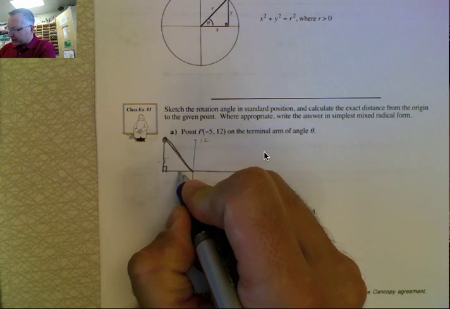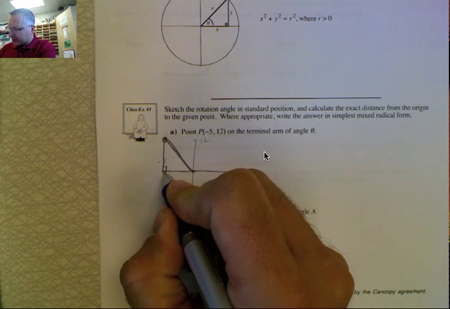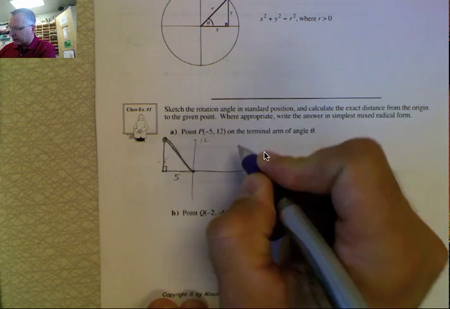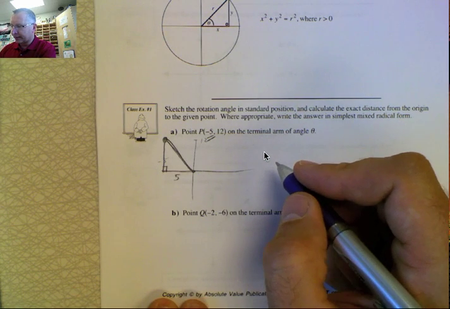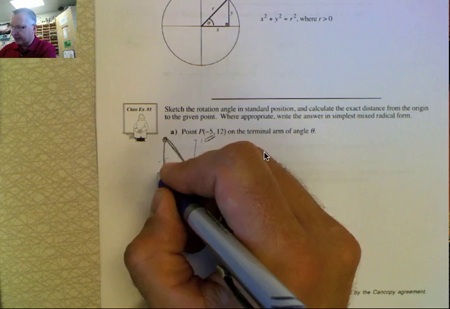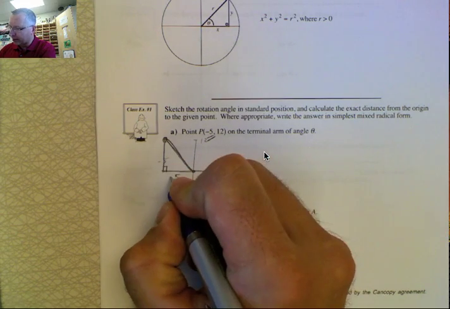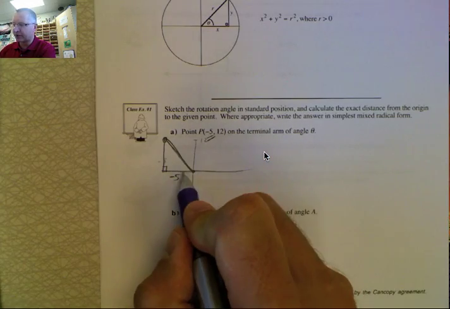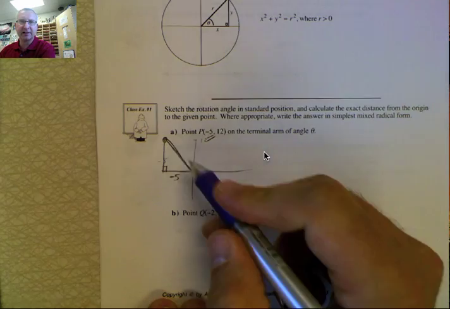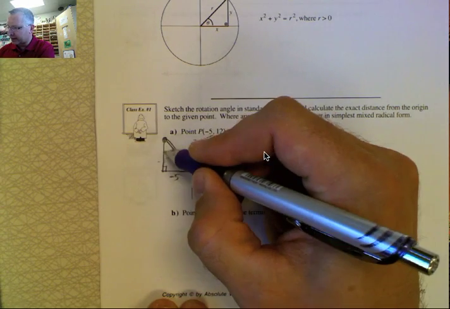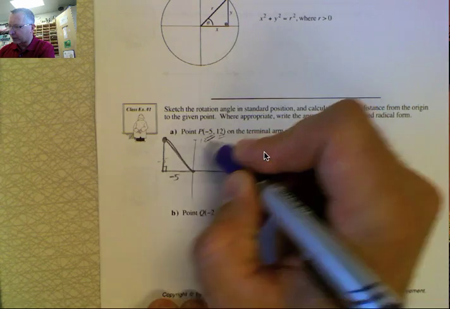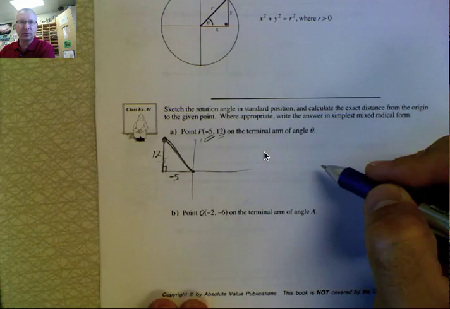We know that this distance from the center to this edge is 5 units because it goes -5 to the left, and it is important that we put a negative here because we're going along the negative x-axis, and that'll affect sine, cosine, and tangent as well. This distance going up is the y coordinate here. It's going up a distance of 12.